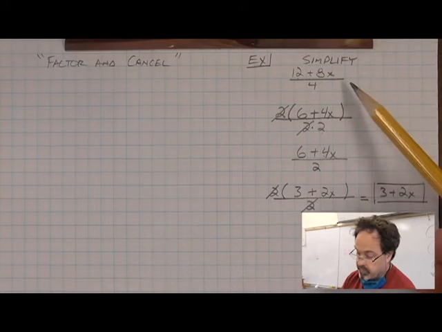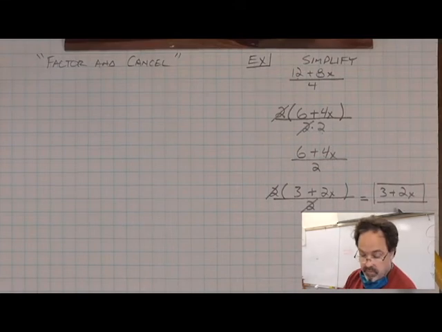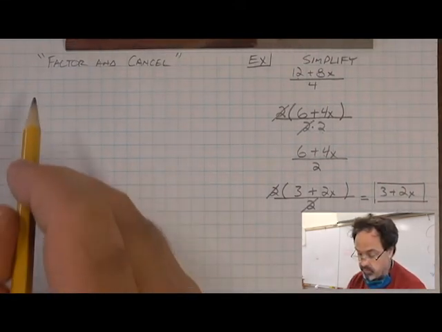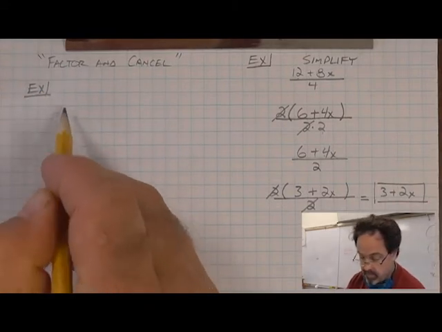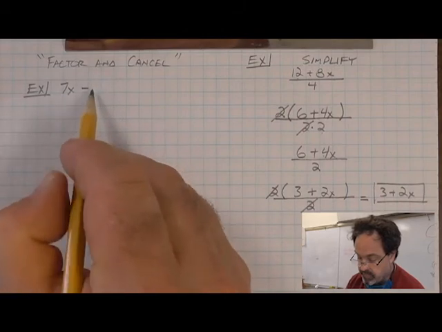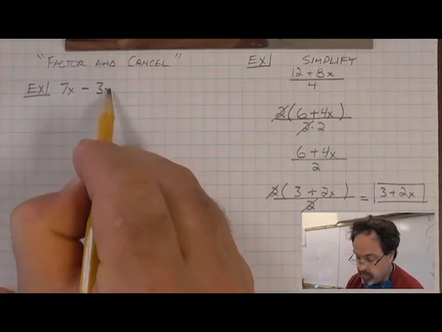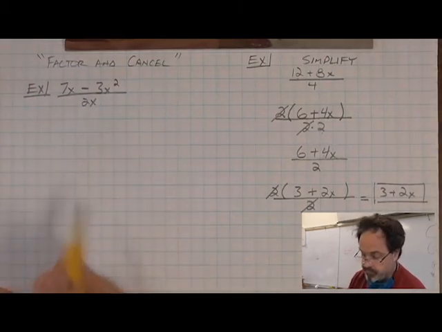I started with something that was reasonably complicated, and factoring and canceling made it simpler. Let's do that with a couple more examples. I'm going to be a little quicker in these examples, but they're going to get a little more complicated. 7x minus 3x squared over 2x.